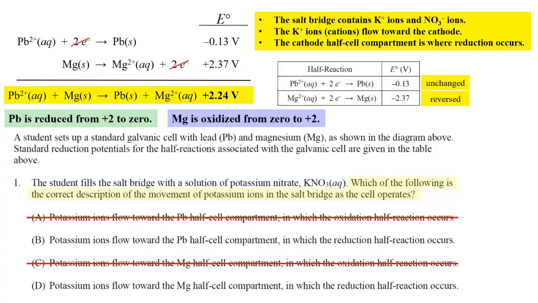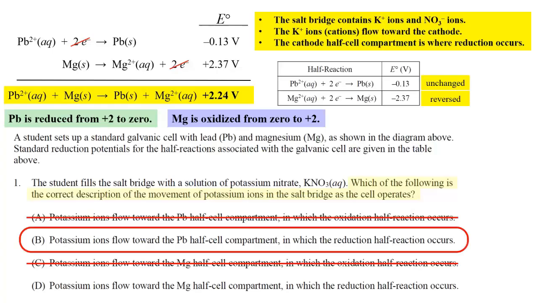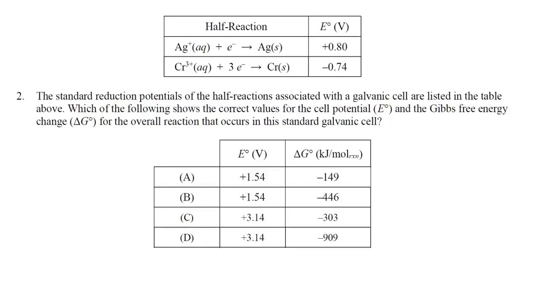I know I'm looking for the site at which reduction occurs, so lead is the cathode because it's being reduced, and that makes choice B the correct answer. Potassium ions flow toward the lead half-cell compartment in which the reduction half reaction occurs. Okay, well, the correct answer to question 1 is choice B. Now let's take a look at question 2.